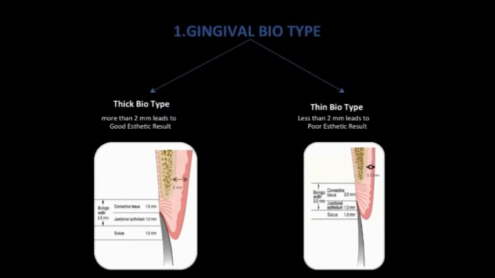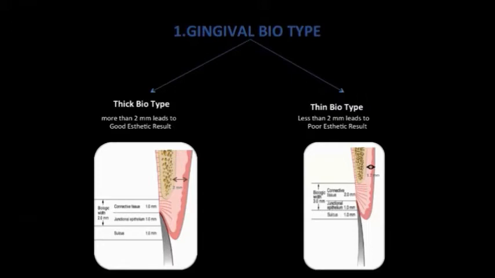The first factor that we all know is the gingival biotype. When we talk about gingival biotype, it's always been classified as a thick or a thin biotype. In the old times, we used to look at the gingiva and decide if it's a thick or a thin biotype without having any parameters. Nowadays, there's a lot of literature and studies that can give us a well-defined definition of these two terminologies, a thick or a thin biotype.